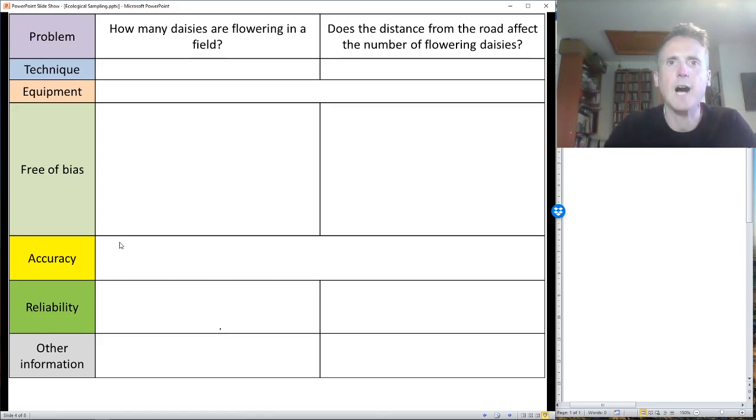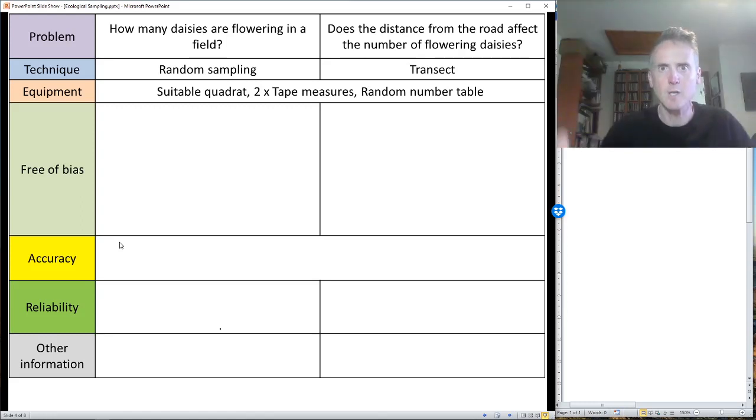The technique I use for how many is there is random sampling. Note that these are about plants that aren't moving. There is a third technique that we use to estimate the number of things that move around, which we're going to do separately. And then, how does something change? If I'm dealing with distribution, it's transect. In terms of equipment, it's the same equipment needed. You need a suitable quadrat, that's a frame of known area, 2 tape measures and a random number table.